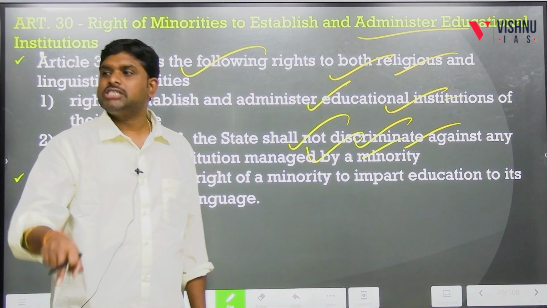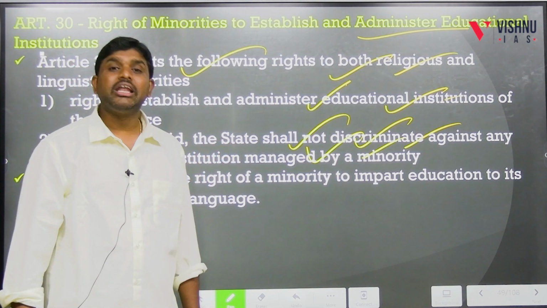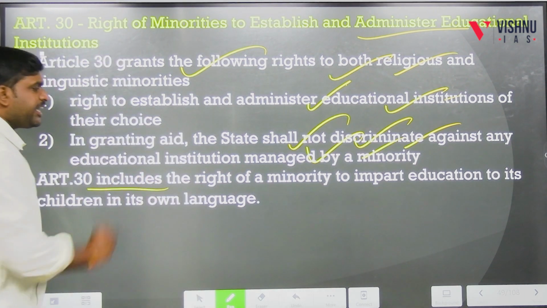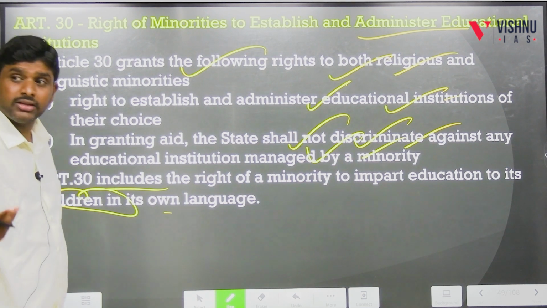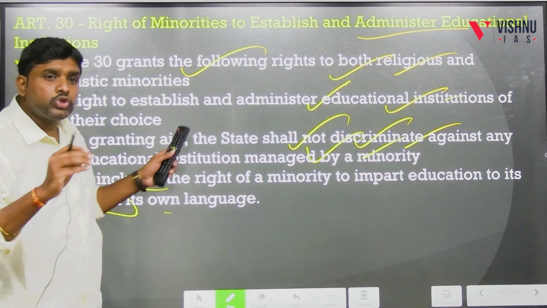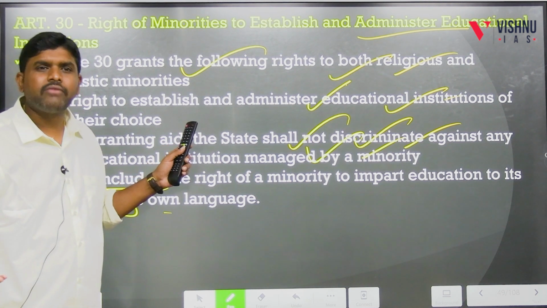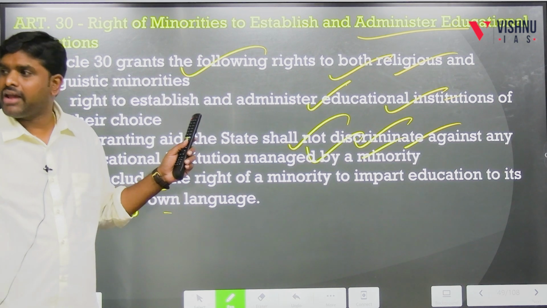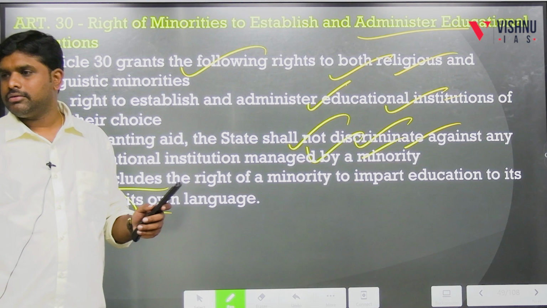If you don't give, it is called blatant violation of Article 30 of the Constitution, which is nothing but violation of fundamental right. Then the aggrieved citizen can directly approach the Supreme Court of India. Article 30 includes the right of a minority to impart education to its children in its own language so that they can protect the language. Why this? So they can protect their culture, their religion, their language. Why? Because college is an institution. An educational institution is a place where we can develop the culture, develop the language, embed religion.